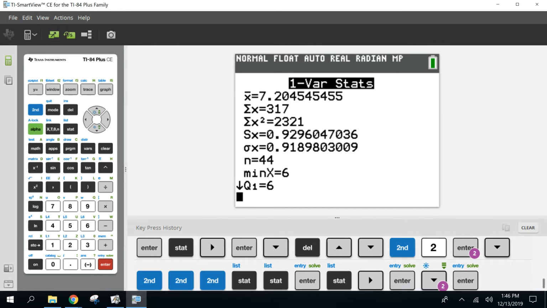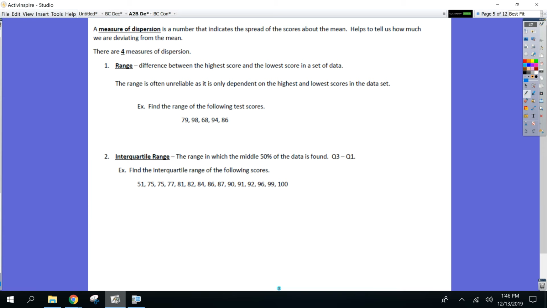Some new values on the same screen. Okay, new values on the same screen. First value I'll talk about is the range. You guys, I think that's something you have heard about before. Range. Highest minus lowest, okay? No big deal. Highest minus lowest.